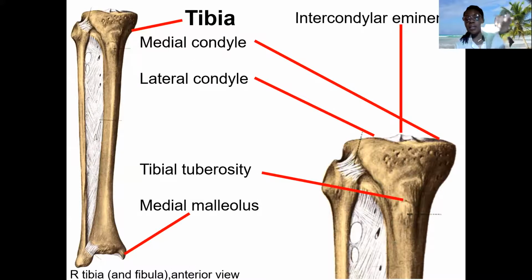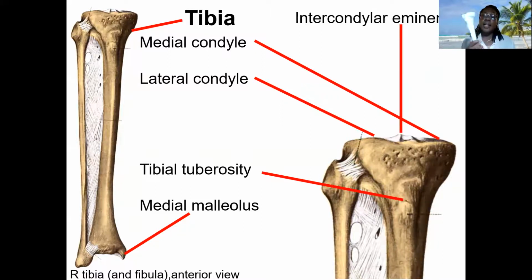We've got the medial condyle, the lateral condyle, and then at the distal end of the tibia, we've got the medial malleolus, which is the large bulge or projection on the medial aspect of the tibia. That's the medial malleolus. And you can actually palpate this on your own ankle. So this is what you feel when you feel that ankle bone on the medial aspect of your ankle. So that's the medial malleolus.